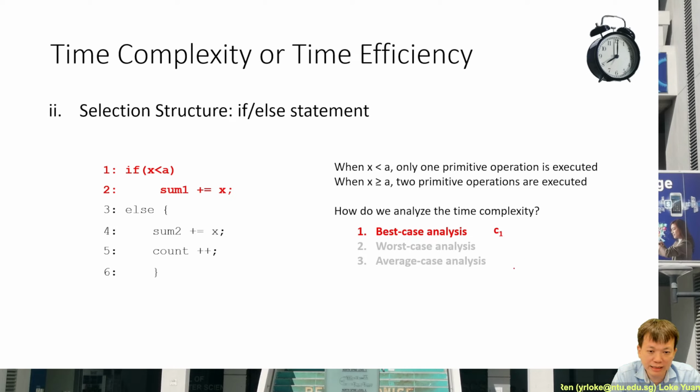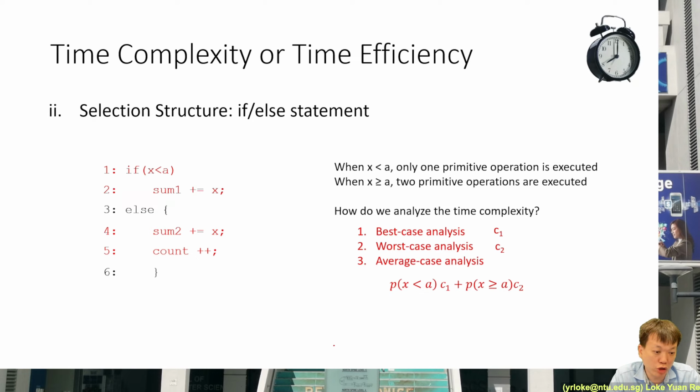Then in the worst case, of course, you will execute this part. Let's say it takes more time, C2. Let's say this is my assumption: I assume that C2 is greater than C1. Okay, this is a simple example. So overall, if I want to consider the average, what does the average case mean? It means I need to consider the probability that x is less than a, times C1, plus the probability that x is greater than or equal to a, times C2. Then that is the overall time complexity.